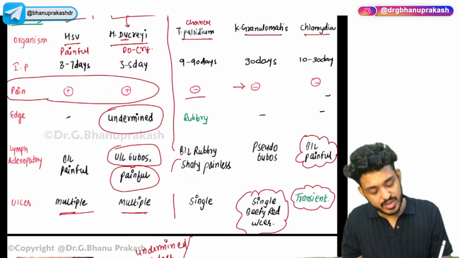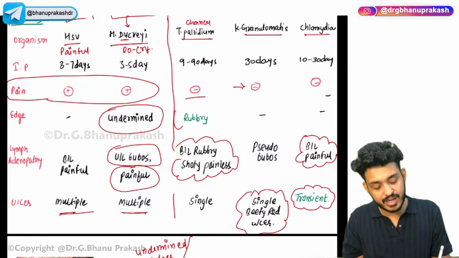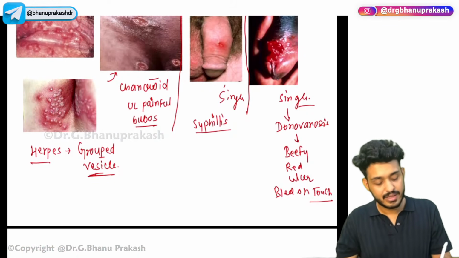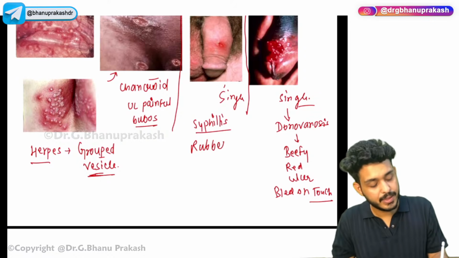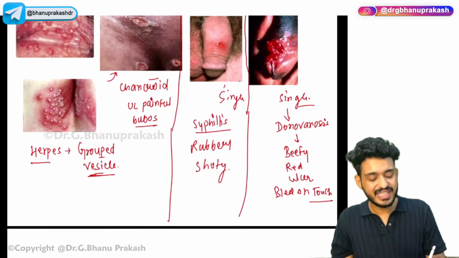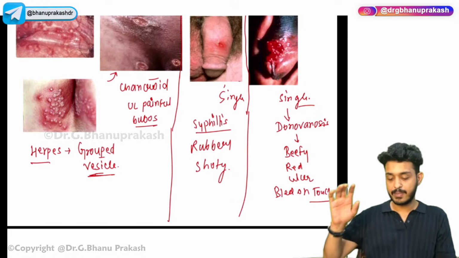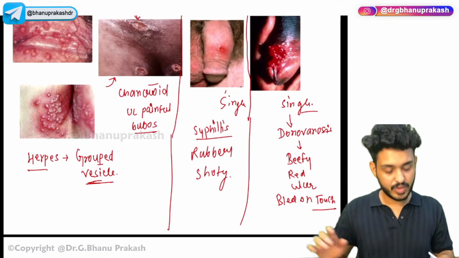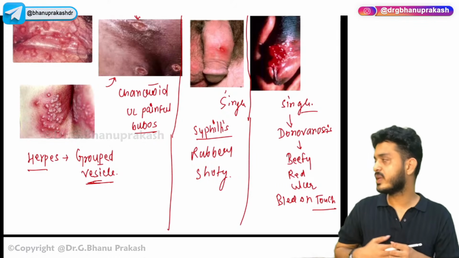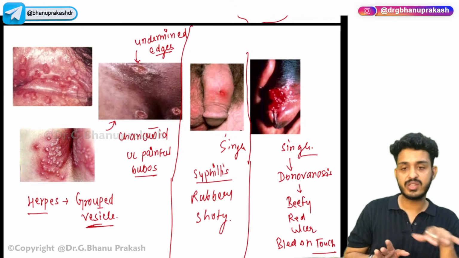In the question if they are writing shorty or rubbery, something like that, your answer will be syphilis, rubbery or shorty. You need to just remember the keywords. With this you will be easily identifying all the ulcers. For example, now let's discuss what will happen. A patient is coming to me, I'm sitting in my OPD, the patient is coming to me, all of these situations can happen, right?